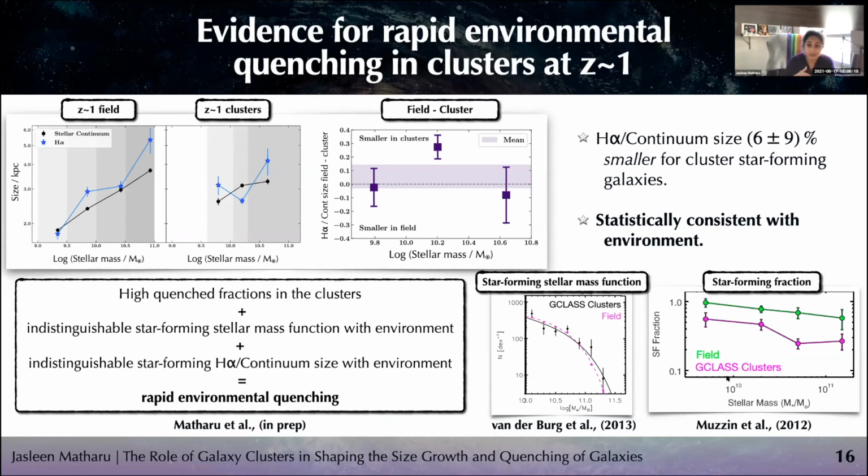However, we also know from previous work that the G-class clusters have an indistinguishable star-forming stellar mass function from the coeval field. So if you put these two results together with the now indistinguishable H-alpha to continuum size ratio with environment, we can infer that there is rapid environmental quenching going on in clusters at redshift 1. In other words, the star-forming cluster galaxies have yet to undergo environmental quenching since they are still in the delay phase of environmental quenching.